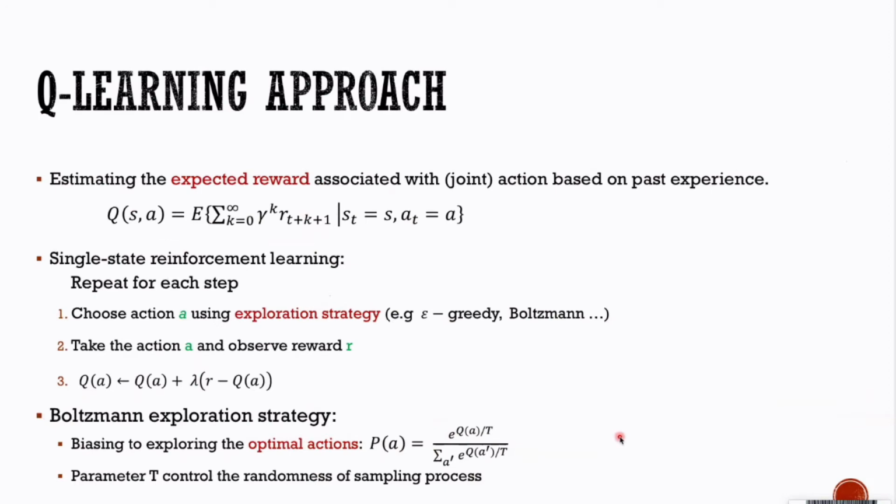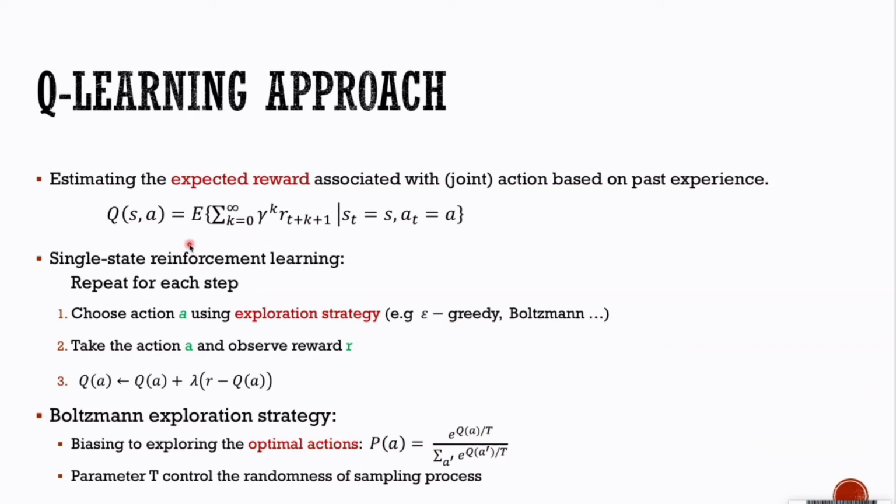I am assuming that everyone is familiar with the Q-learning approach, so let's go very quickly. The task is to estimate the expected reward of taking any action from the state. For now we are focusing on a single step.